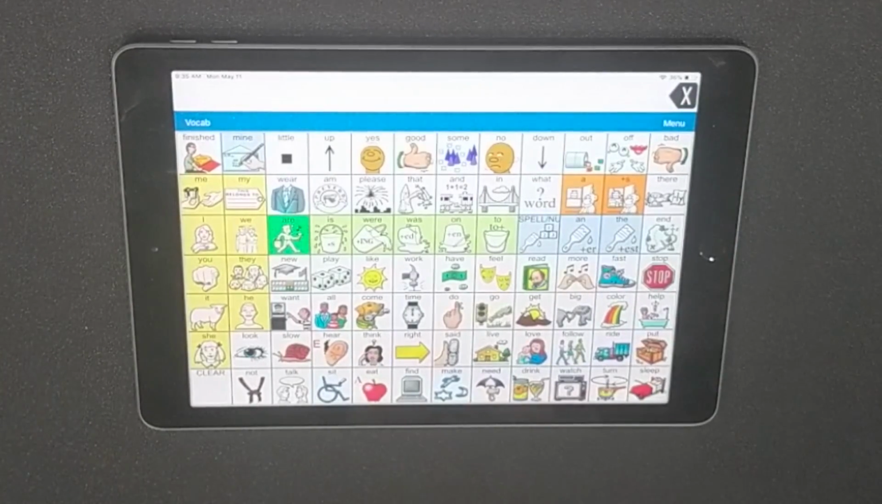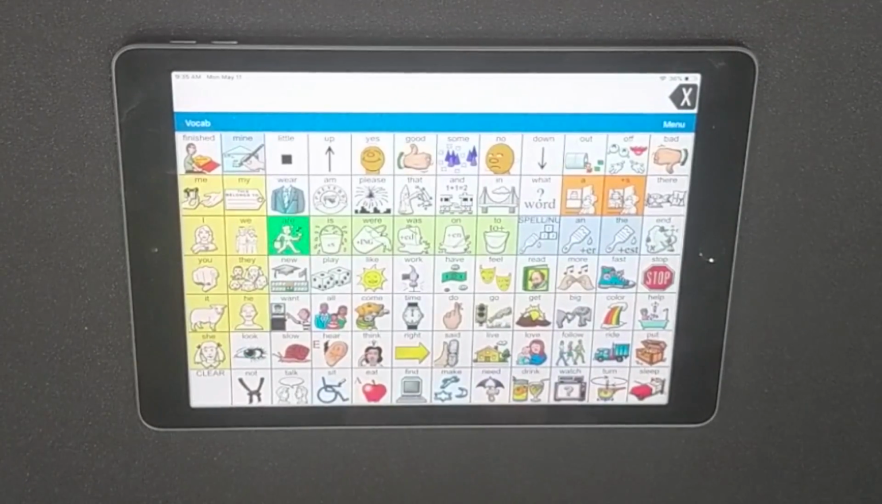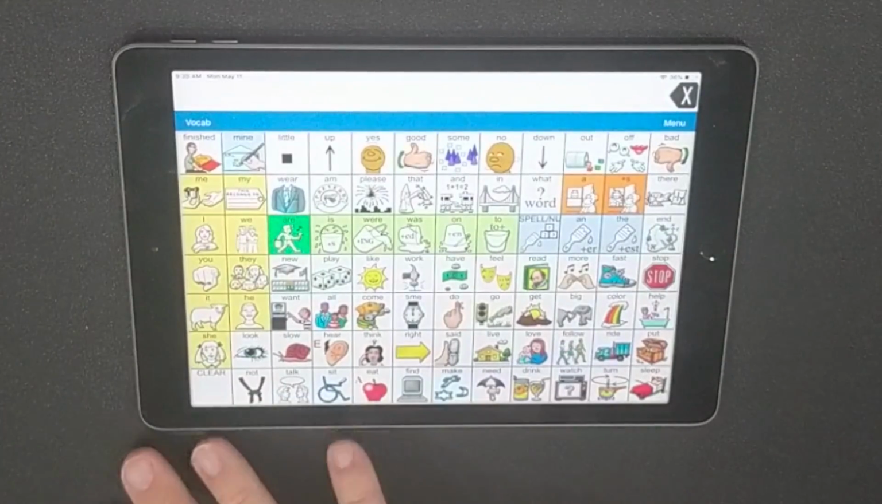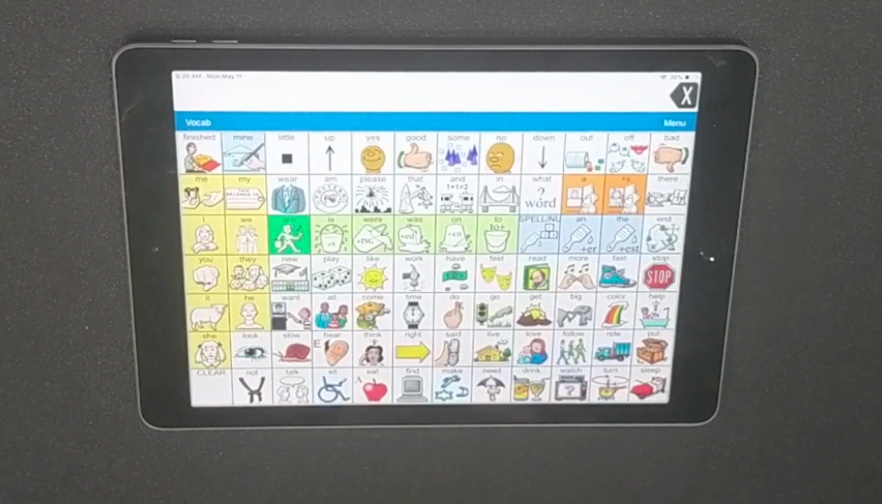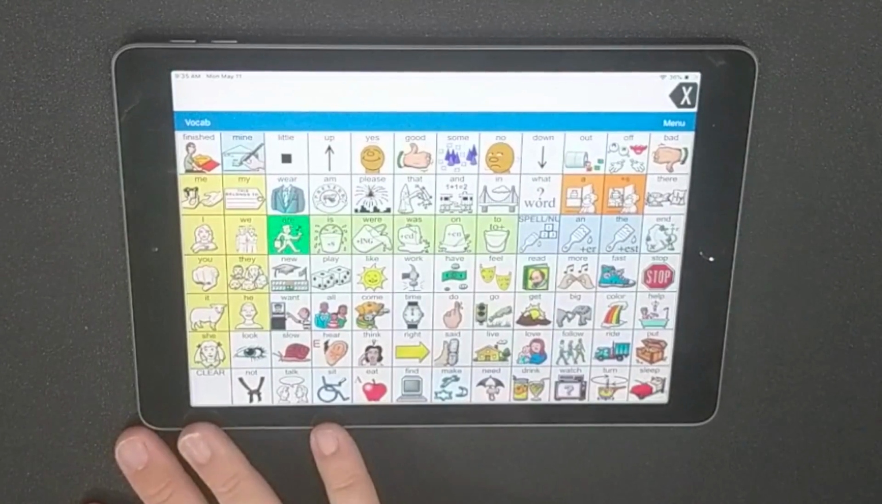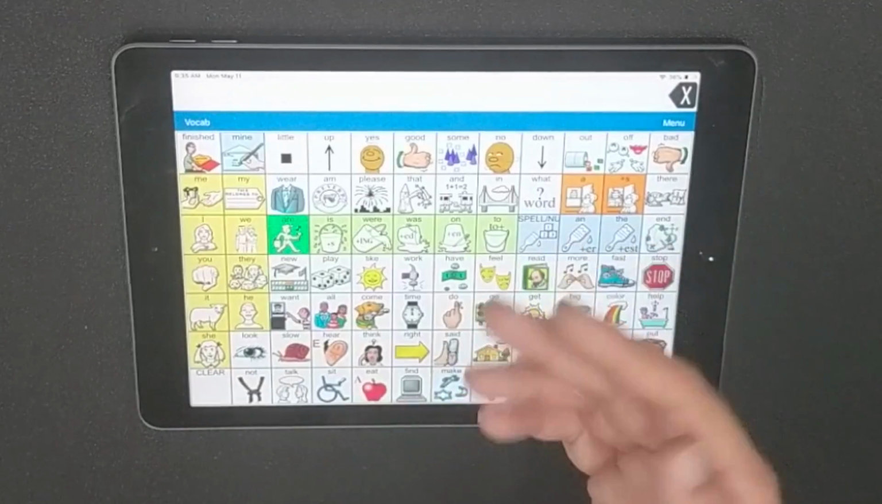Your tip for today is to set goals for yourself. Whenever you're starting out with providing aided language input on the AAC system and getting comfortable with it, I've given you tips on what aided language input is and how to use it, how to start off with just using one word at a time.